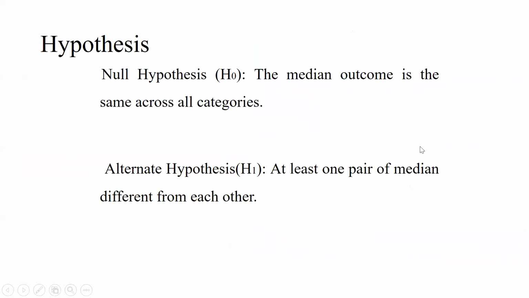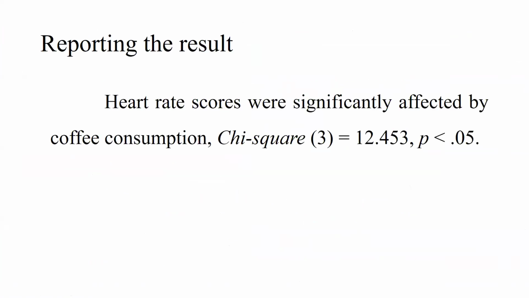So first of all, we will develop the hypothesis. The median outcome is the same across all categories, and the alternative is that at least one pair of medians is different from each other. So the heart rate scores were significantly affected by coffee consumption. That is, the chi-square test value is 12.45 and the p-value is less than 0.05. So you can get this result from here also.